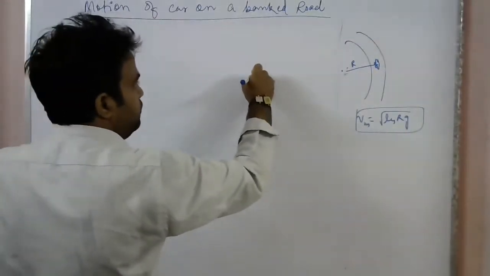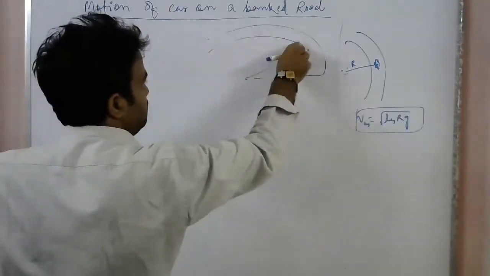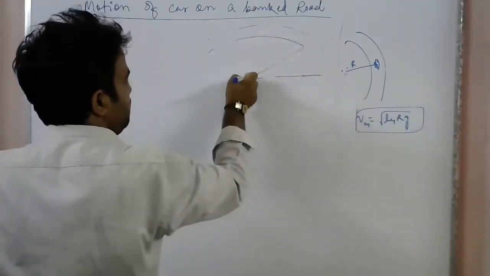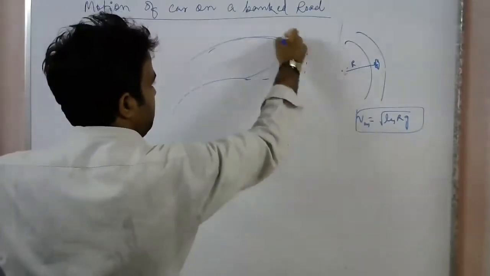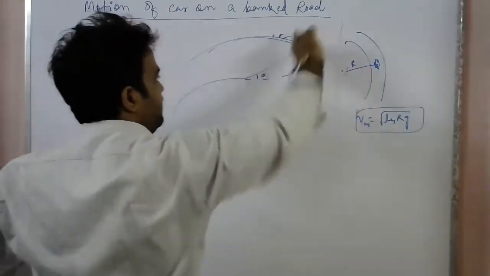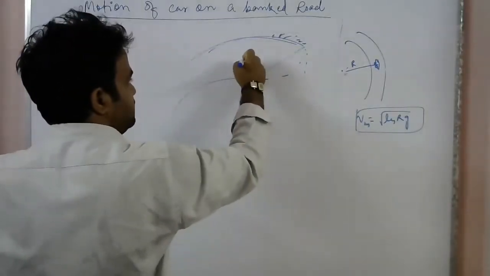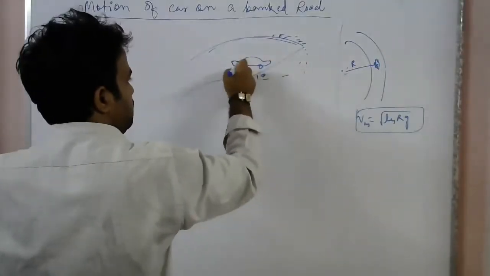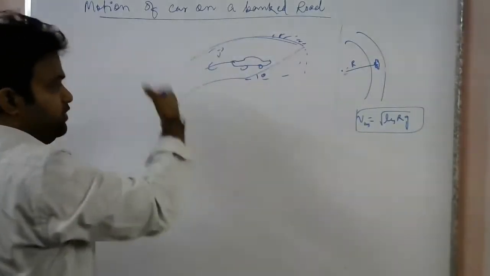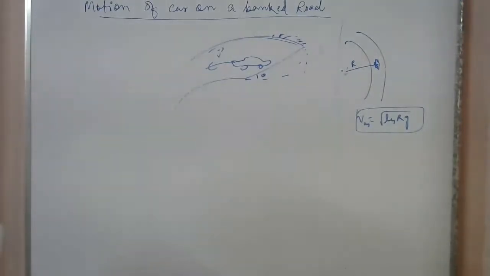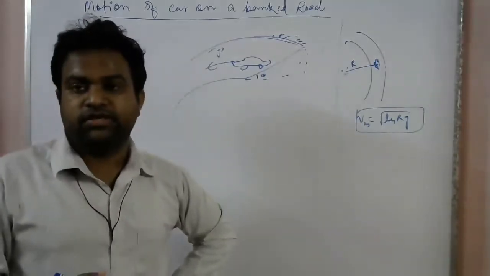Here the road will be slightly bent with a certain angle. The road will be like this. It's a slightly curved road. If a car is taking a turn, moving like this with a velocity v, with what speed can it take the turn, or what can be its maximum speed? Before we calculate, let us first find the forces acting on this car.